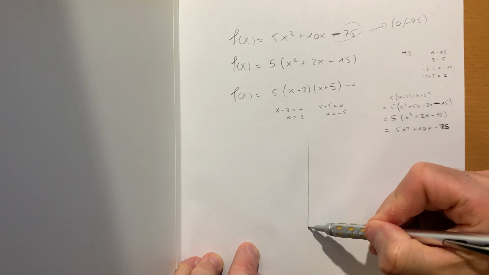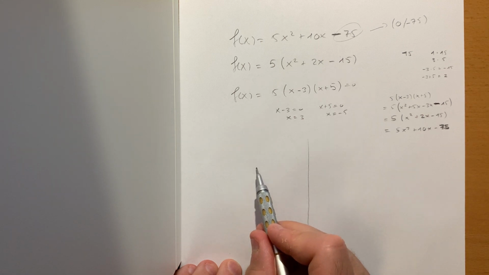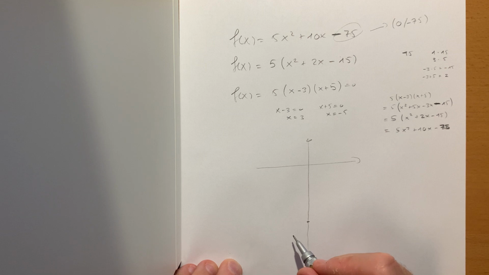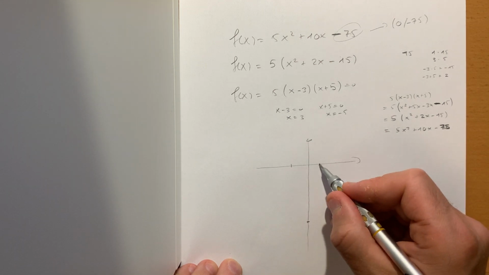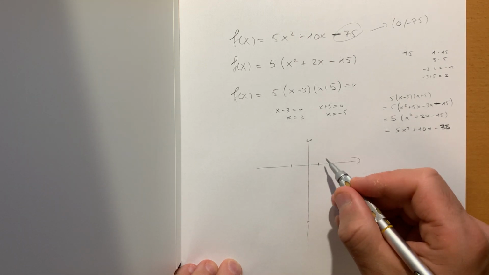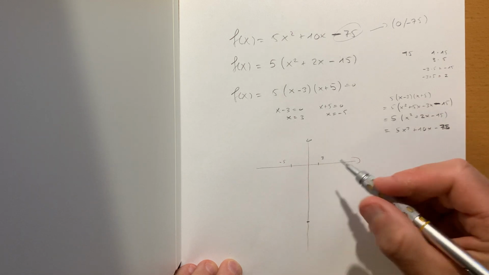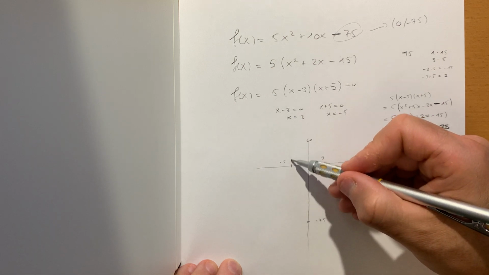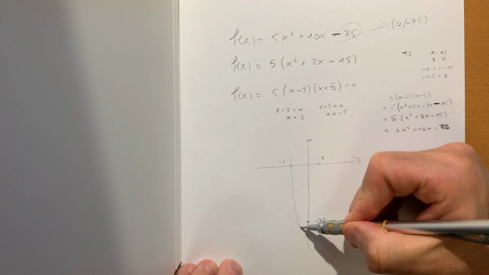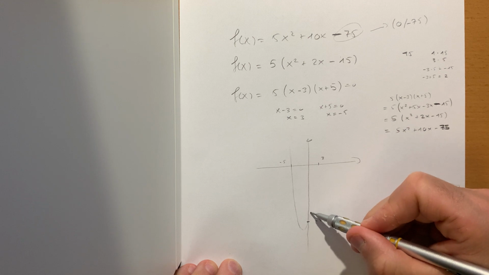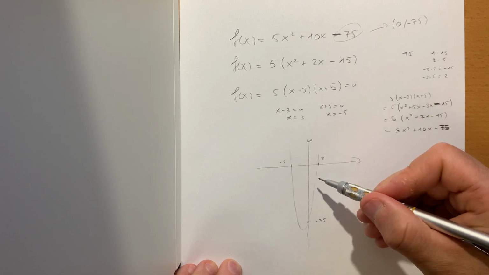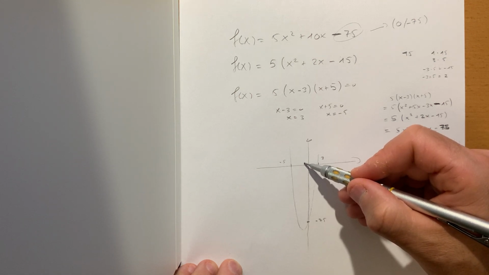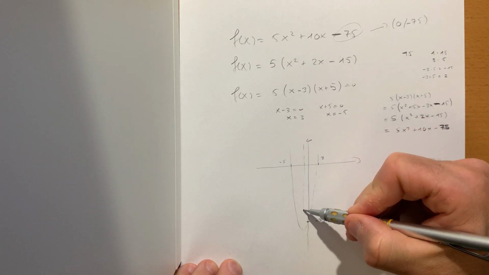Well, let's do that. Minus 75 could be down here somewhere, and then minus 5 would be out here, and 3 would be here. And this would be minus 75. So your graph would look somewhat like this. Now, in between these two, you will find your vertex.